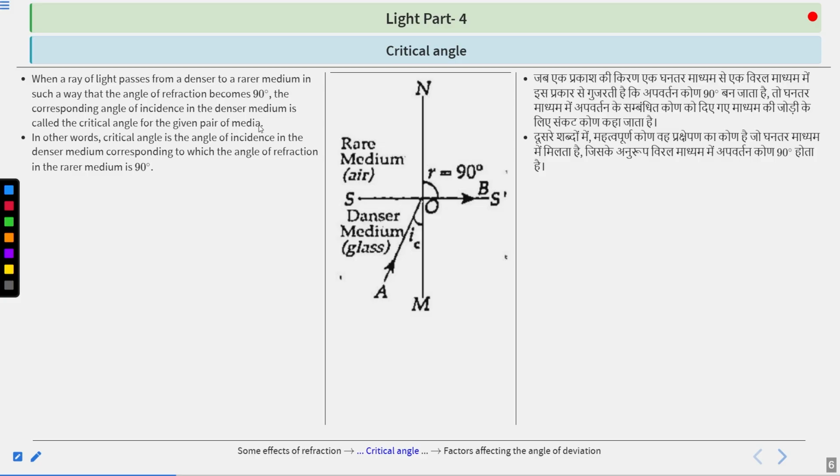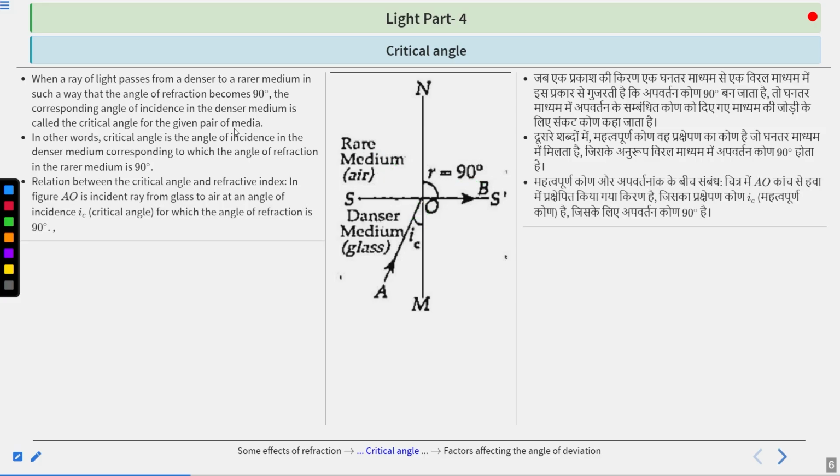So we could say that whenever this condition happens, angle R would be 90 degrees. So angle I will always be a critical angle to the rare medium. If in correspondence to angle I, the angle R becomes 90 degrees, then angle I will always be a critical angle for the rare medium, or the opposite medium, or you can say for the given pair of media. Whatever you want to call it, it's your call.